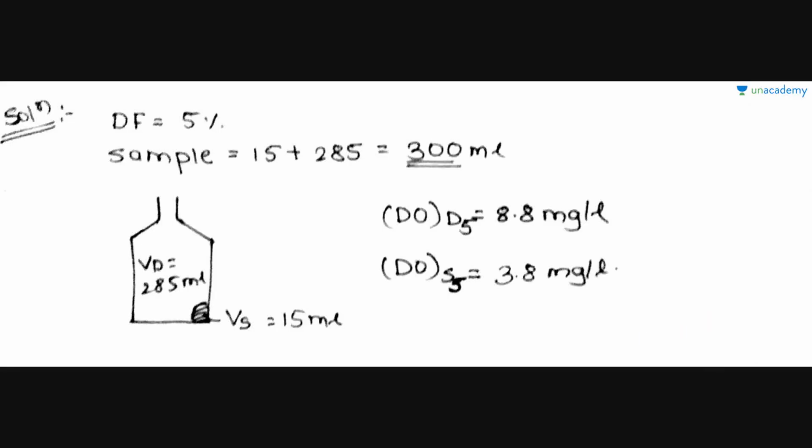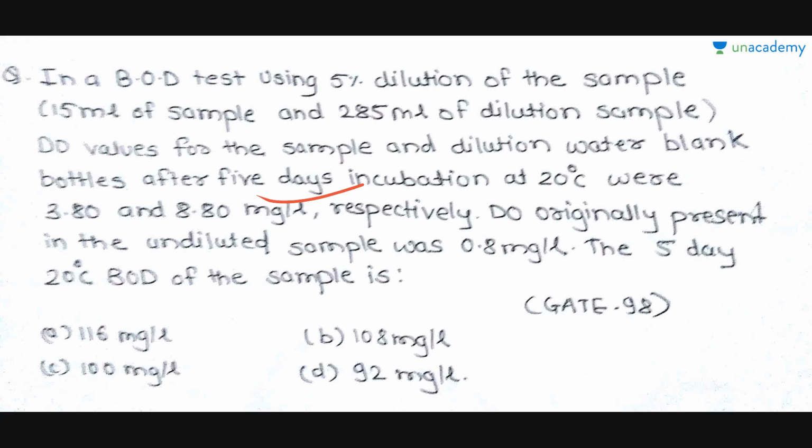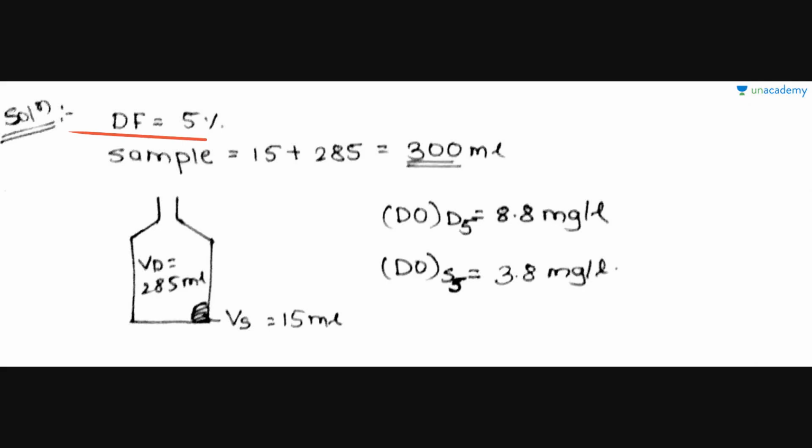So here the dilution factor is 5%, that is 15 ml sewage sample, and 285 ml of dilution water. So total it is 300 ml sample. See here I have shown. So DO of the distilled water or blank sample is 8.8 mg per liter, and DO of the sewage sample after 5 days is 3.8 mg per liter.